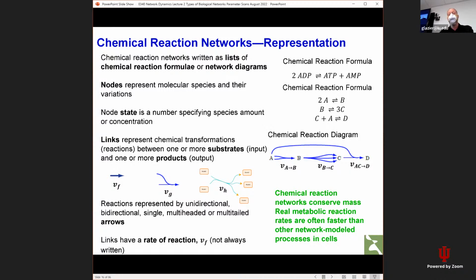The chemicals that are used up in a reaction are called substrates. The chemicals that are created are called products. Node states: nodes are chemical species, and states are either amounts or concentrations. In this class, typically we're going to define states as concentrations, but there are some fields in which it's more usual to talk about amounts. And the problem of converting from an amount to a concentration is you have to know the volume you're talking about. And that's something that's external to the diagram. The diagram doesn't tell you how big a box you're in.